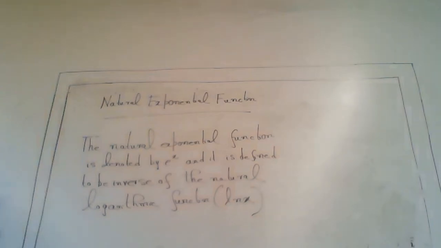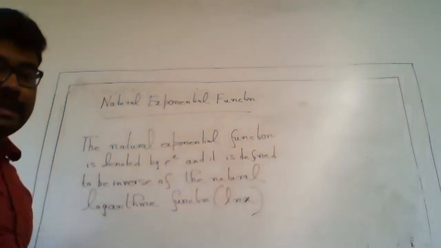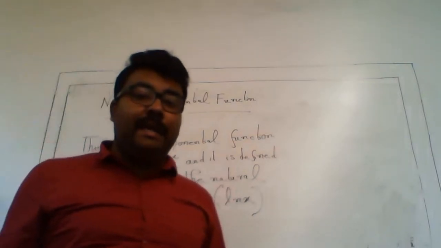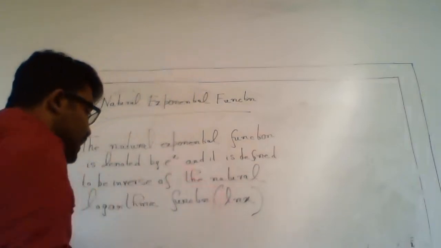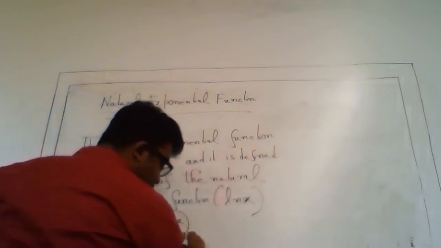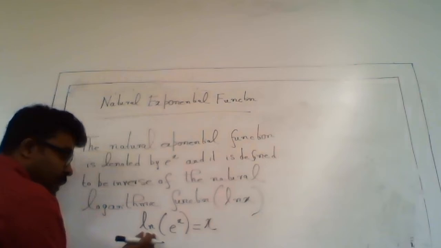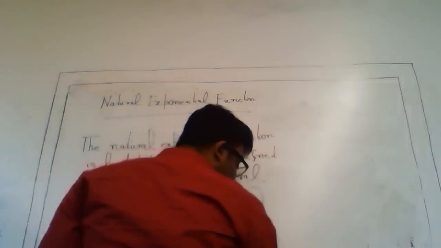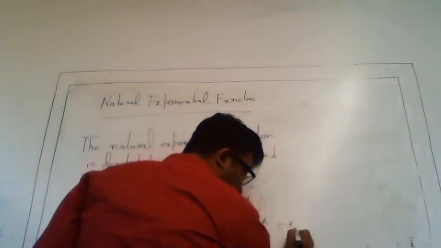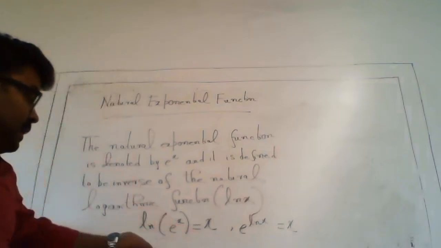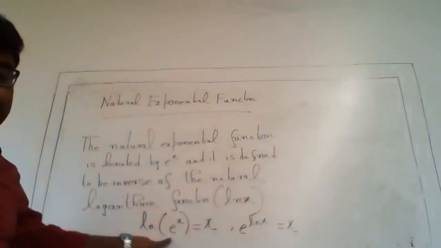So since e to the power x is the inverse of ln x, we know that a function and its inverse will cancel each other. So we have these properties. First, that ln e to the power x is equal to x. That is, if I have ln and then e to the power x, ln and e will cancel each other and I will be left with x. In the same way, e to the power ln x is also x. These two follow from the fact that e to the power x is just the inverse of ln x.